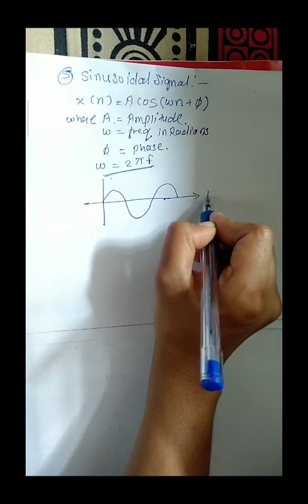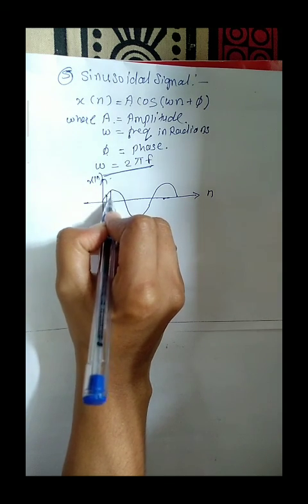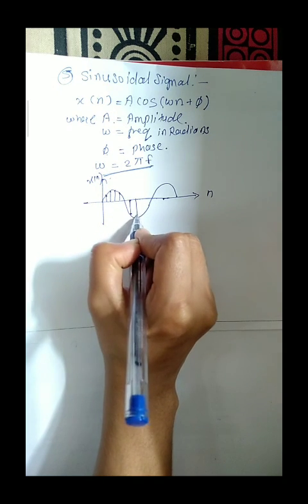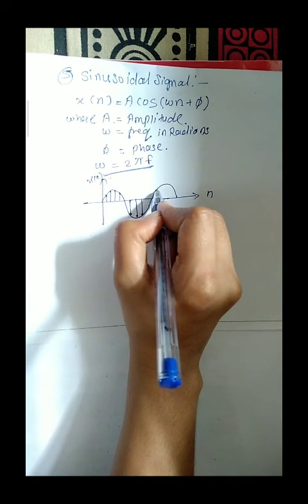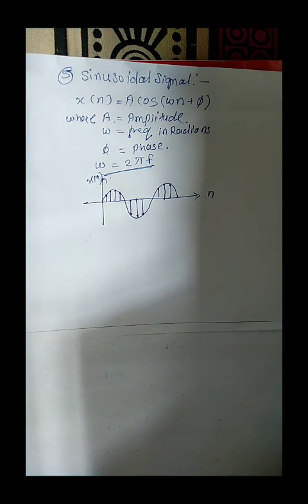This is n, this is x of n, and those are the points. These are the points which we have to draw. So this is all about elements of discrete time signal. The first is delta signal, second is unit step signal, third is unit ramp signal, fourth is exponential signal, and fifth is sinusoidal signal.